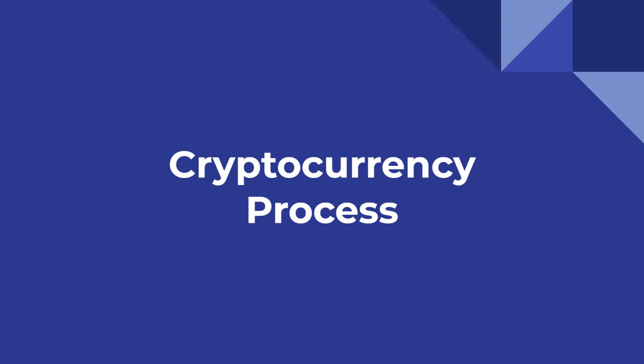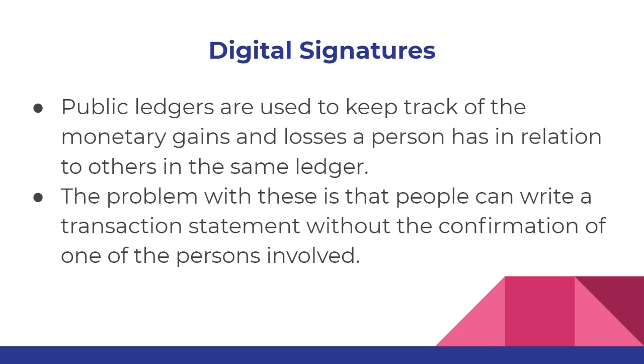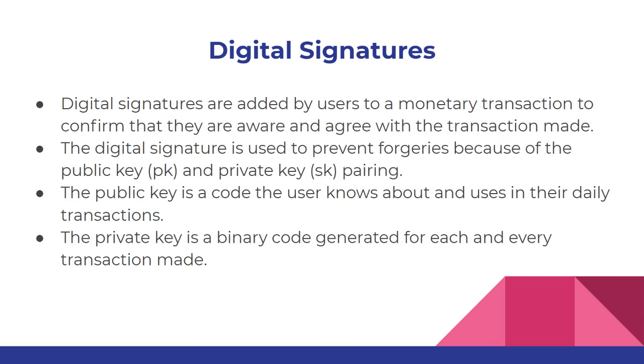Now we will be moving on to the mathematics behind this technology. Public ledgers are used to keep track of the monetary gains and losses a person has in relation to others in the same ledger. The problem with these public ledgers is that people can write a transaction statement without the confirmation of one of the persons involved. So, for example, A can charge B 1,000 pesos without them knowing. This is why digital signatures exist.